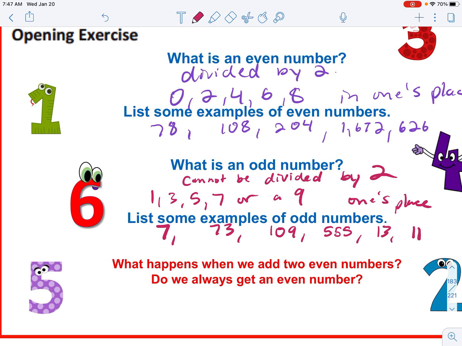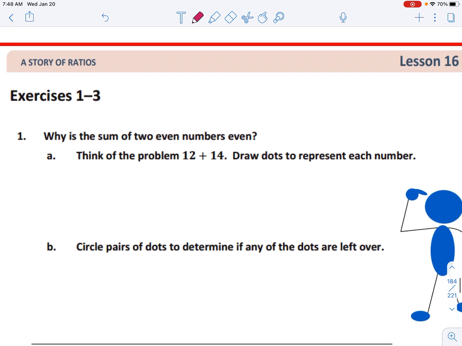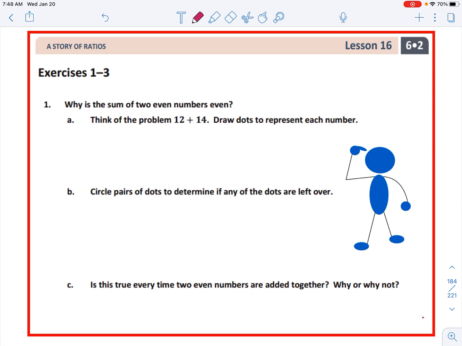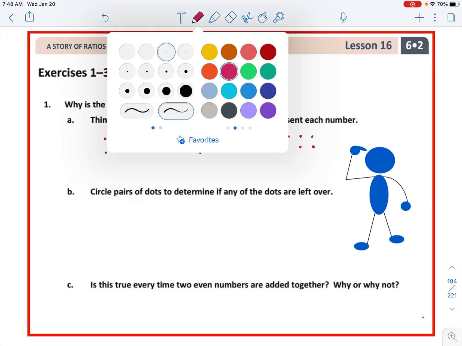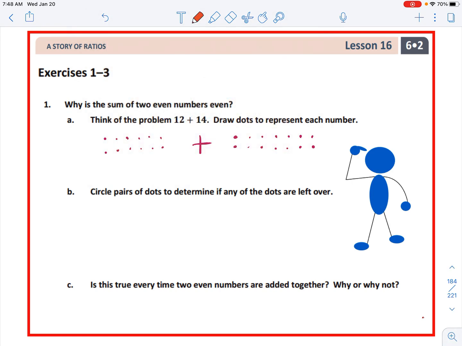Okay, what happens when we add two even numbers? Do we always get an even? 6 plus 6 equals 12. Let's see if this is true. Exercise 1 says, what is the sum of two even numbers? Think of the problem 12 plus 14. Draw dots to represent each number. So I'm going to draw dots to represent 12 and 14.